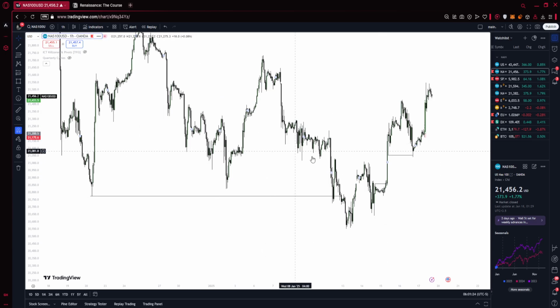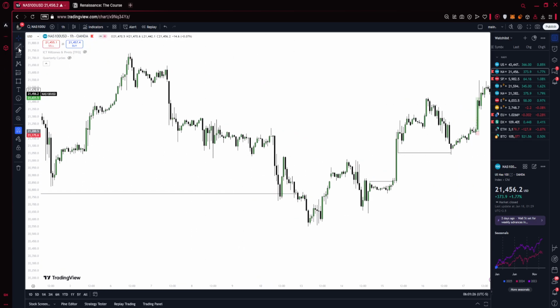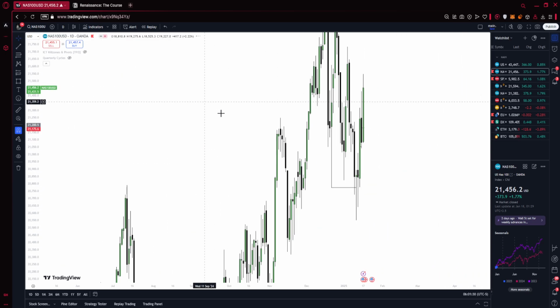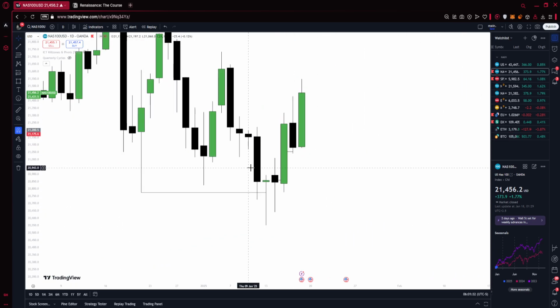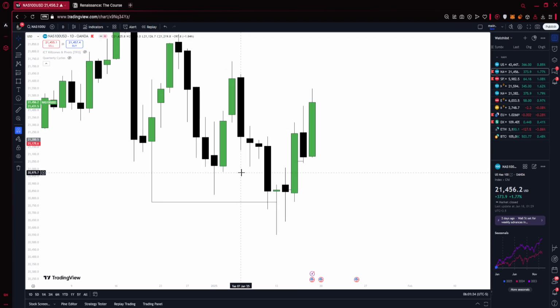So, here we are on the NASDAQ chart. Okay, let's start with the daily levels. Let's start with liquidity. You have to understand where the target liquidity is going to be. Let's go on Friday here. We have these two equal lows. Let's mark previous day's lows, highs and lows, just like this.